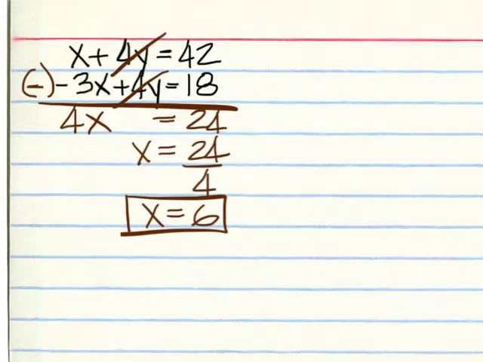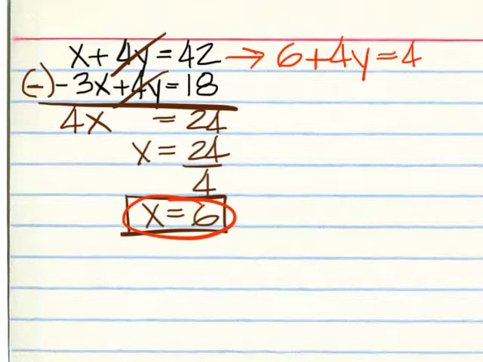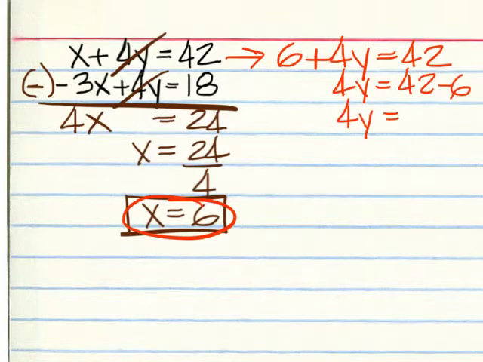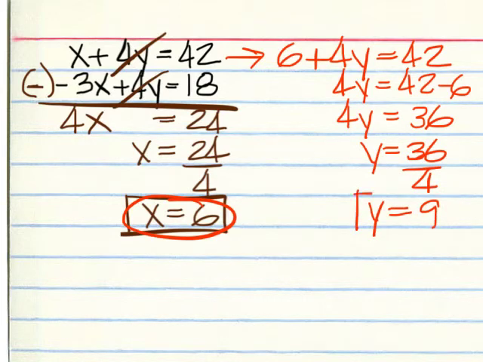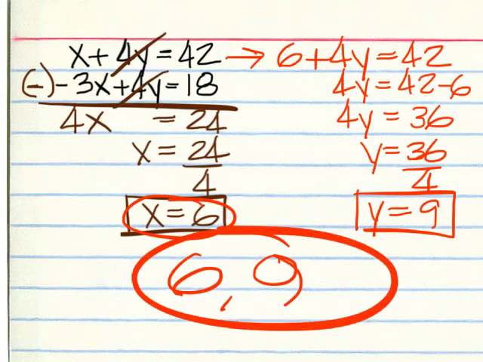I'm going to use the top one. And remember, we solved for x equals 6, so that would be 6 plus 4y equals 42. And then move, change the operation, simplify, divide, and get an answer of 9 for y. 6, 9 is the answer.